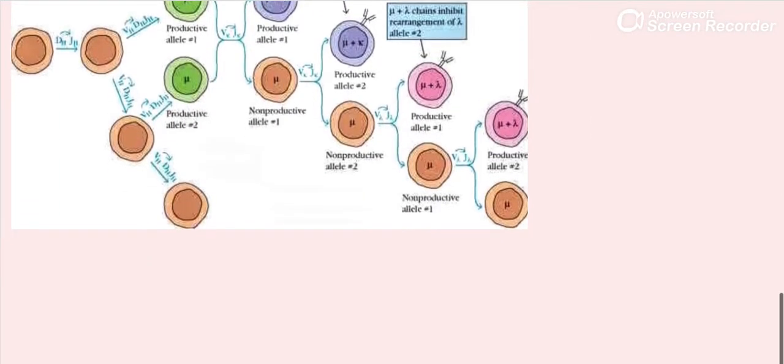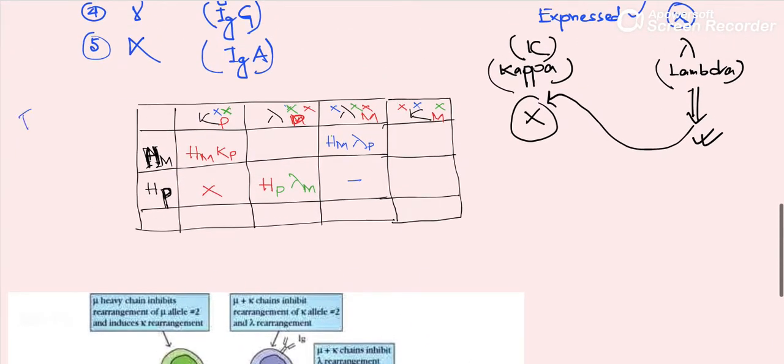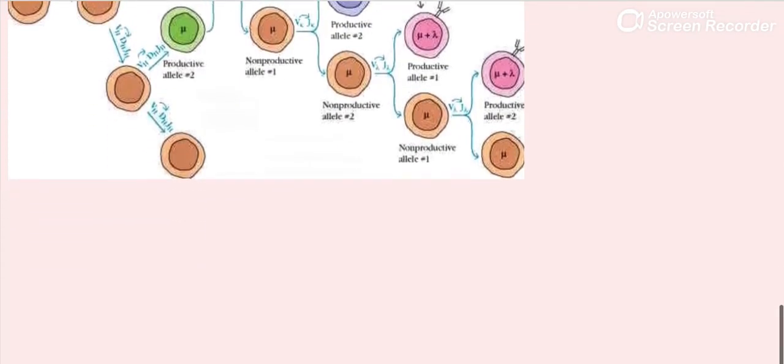So if we judge in this picture, father and mother each give one part, a heavy chain with kappa or lambda, and similarly the mother gives a heavy chain and a kappa or lambda. So we can find various types of expression here.